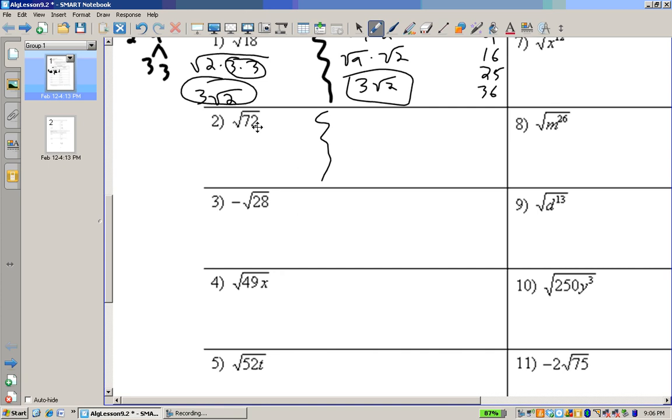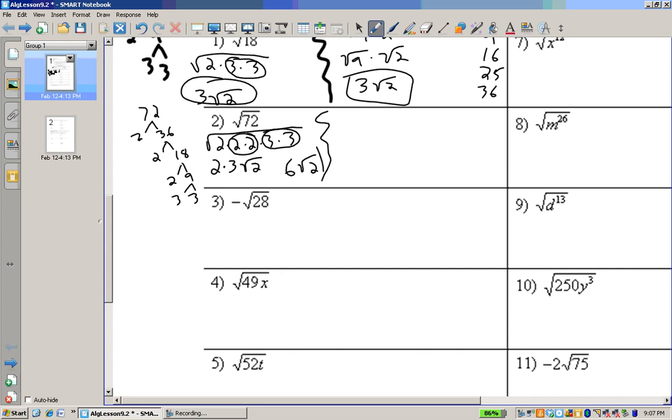Now, square root of 72, we can break that down into 2 and 36. 36 is 2 and 18. 2 and 9, 3 and 3. So we have the square root of, that's quite a list, 2 times 2 times 2 times 3 times 3. We see 2 2's, pull that out. We see 2 3's, pull one of those out. And we're left with a 2 that's inside. Now 2 times 3 is 6 times the square root of 2. And that is as simplified as it gets.